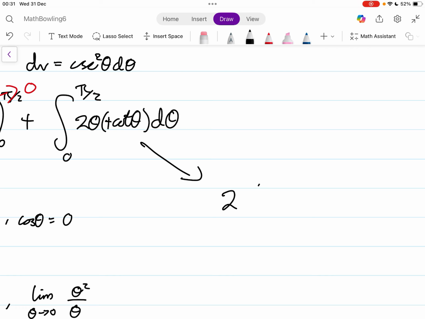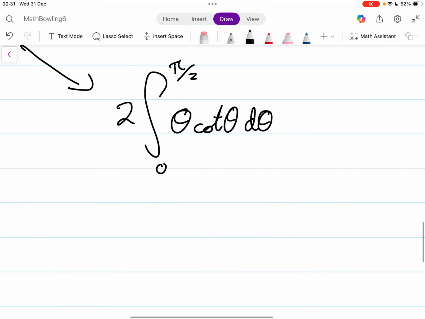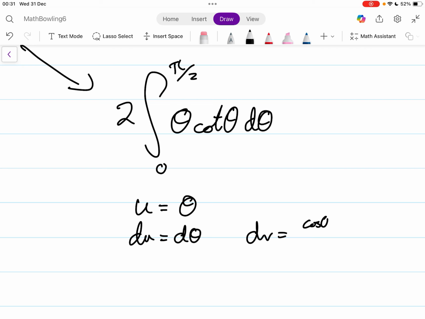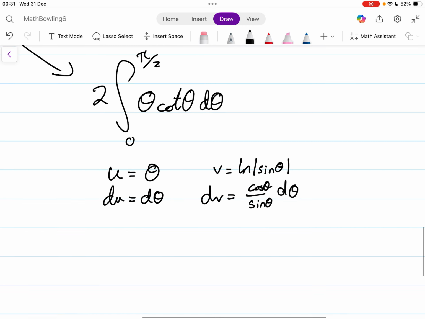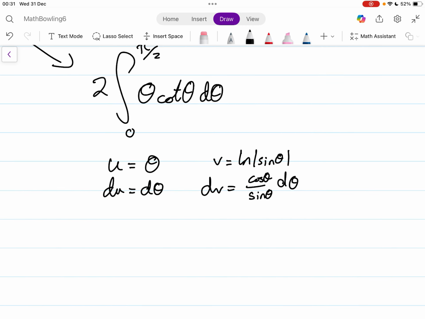So we've got 2 times the integral from 0 to pi over 2 of theta cot theta d theta. I want to do parts again. So same thing as last time, used our LATE acronym. u equals theta, du equals d theta, dv equals cos theta over sine theta d theta, v equals ln mod sine theta. I'm going to forget about the 2 for now, but I will remember it later, don't worry.